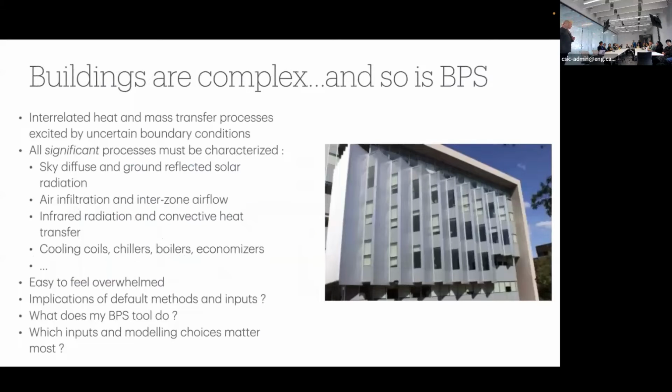And there's lots of reasons why. It is actually a fairly complex problem to predict the performance of a building, because in any building, here's just one example, we have a number of interrelated heat and mass transfer processes happening. So we have convective heat transfer, radiative heat transfer between internal surfaces, transient conduction happening in wall assemblies, air infiltration. All of these individual processes have to be represented with models, and they all have uncertainty associated with them.